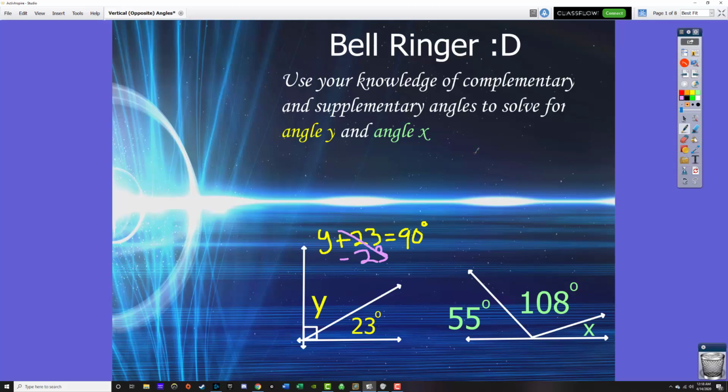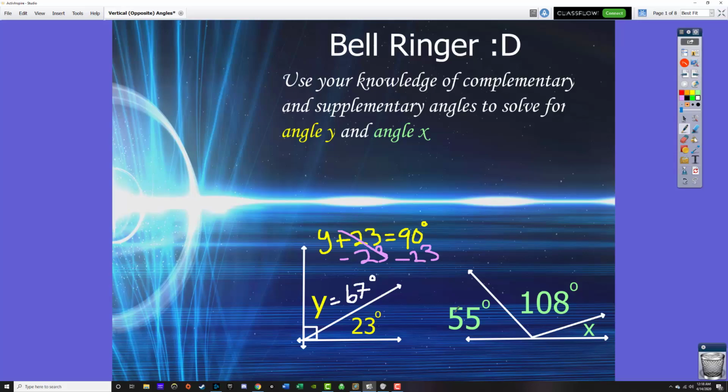So that makes that cancel out, but as always, the rule of equations is whatever you do to one side, you have to do the exact same thing to the other. So if we're going to subtract 23 from the left-hand side, we have to subtract 23 from the right-hand side. And that's going to leave us with Y equals 90 minus 23, which is 67. So this angle right here is equal to exactly 67 degrees.